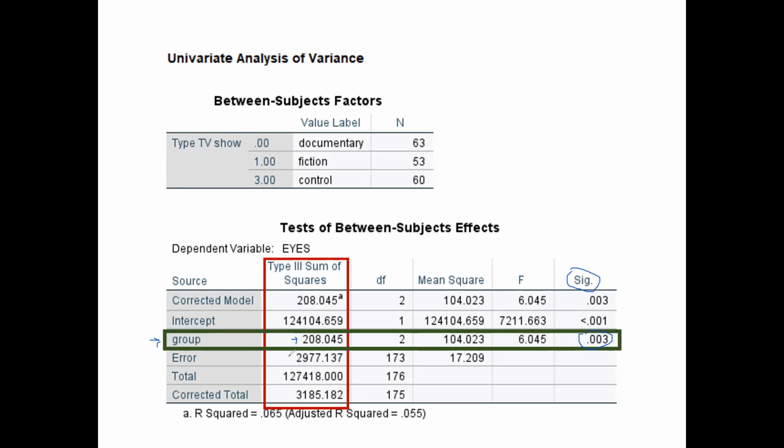This is our sums of squares error, or within groups, here. Our mean square error, or mean square within, and our degrees of freedom within, which is N minus 3, N minus the number of groups. N is 176. And finally, your sums of squares total is actually the corrected total right there. Don't worry about the other output for now.